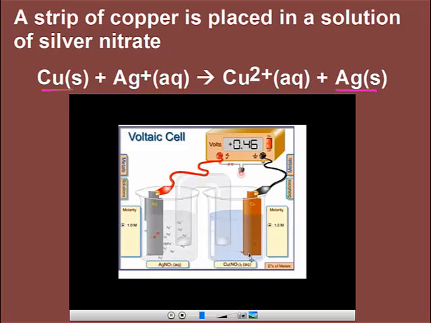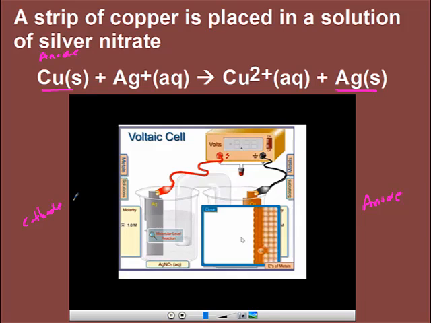And we do. Notice that the electrons are flowing from the copper to the silver. We said that copper was the anode, and so we're going from anode to cathode. Let's look a little bit closer at the reaction. And we can also see that copper solid is turning into copper ions.